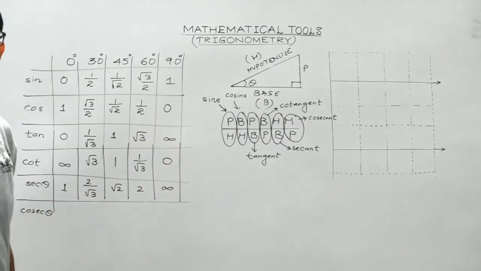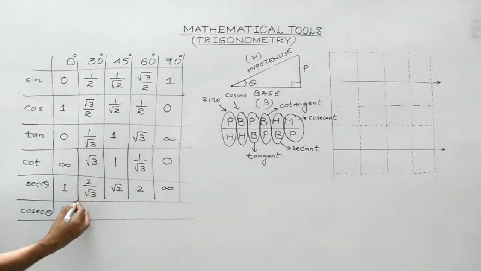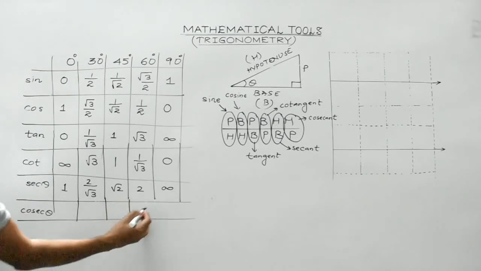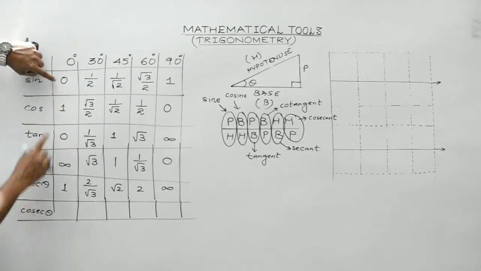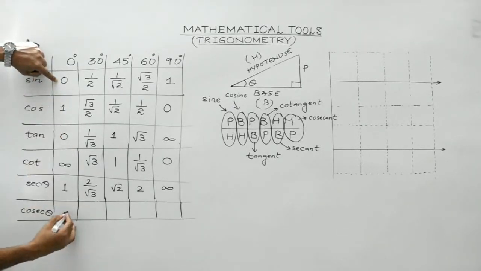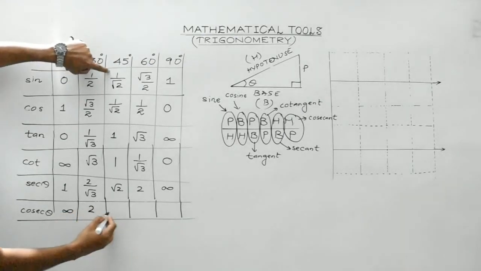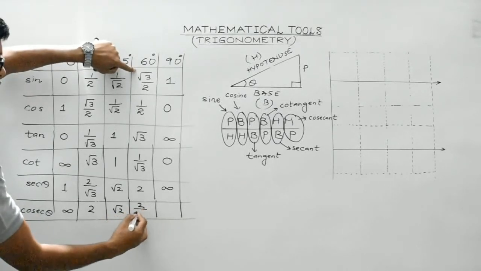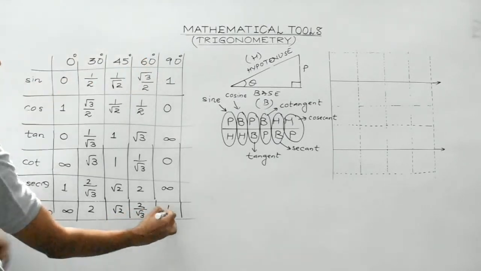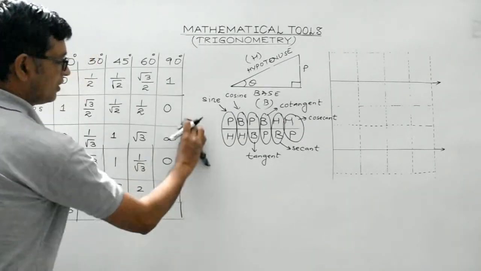Simple. Just remember the basic formulas. And cosec theta, it is the reciprocal of sine theta, so cosec theta is 1 by 0, that is infinity. 1 by 2, reciprocal of half is 2, reciprocal of 1 by root 2 is root 2, reciprocal of root 3 by 2 is 2 by root 3, reciprocal of 1 will be 1. So I hope students you will easily remember this chart, right?